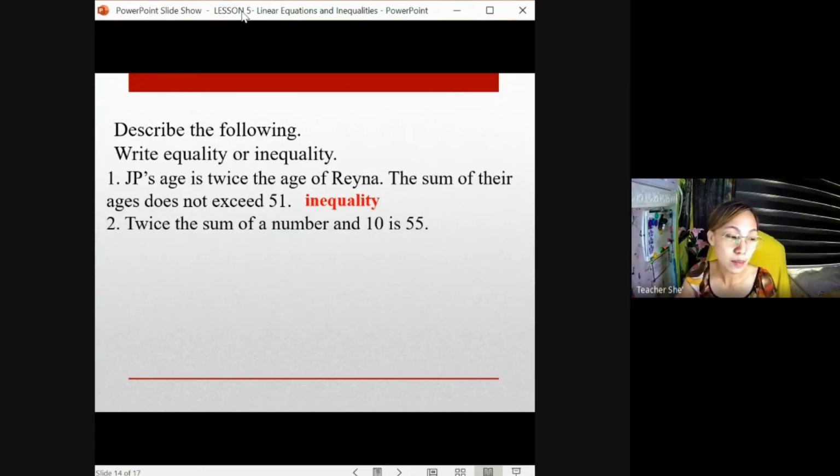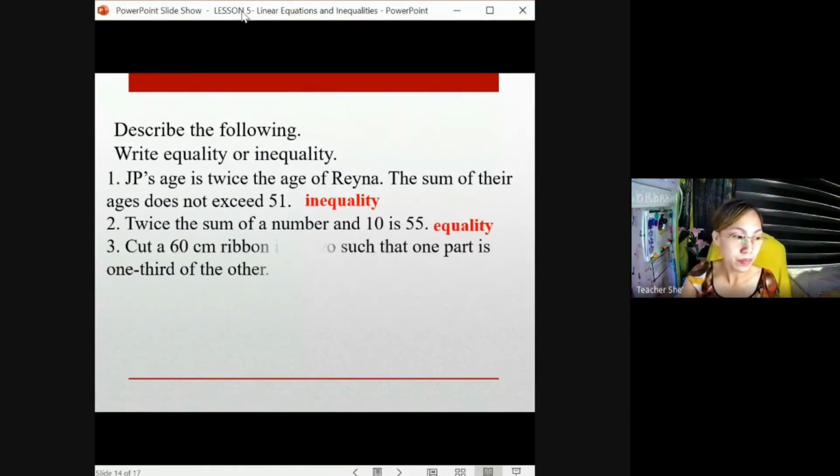Number 2, twice the sum of a number and 10 is 55. Correct answer is, yes, that is equality. Number 3, cut a 60 centimeters ribbon into 2 such that one part is 1/3 of the other. Answer po is, that is equality.